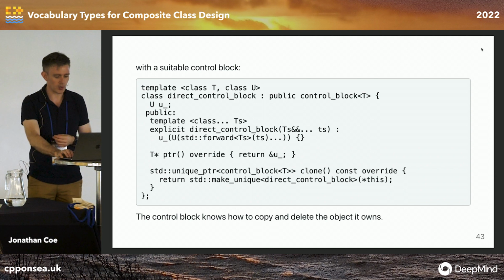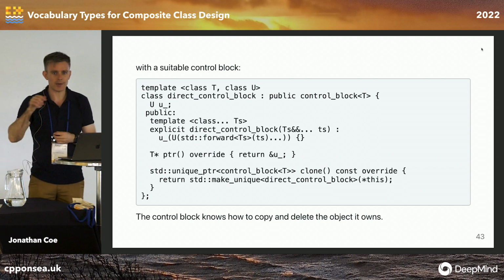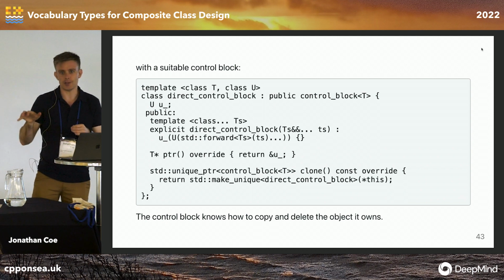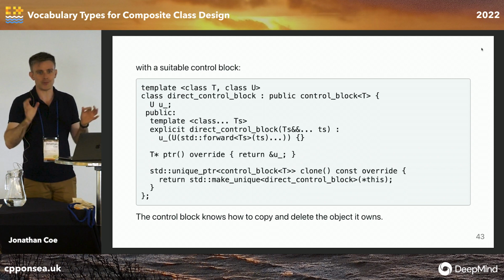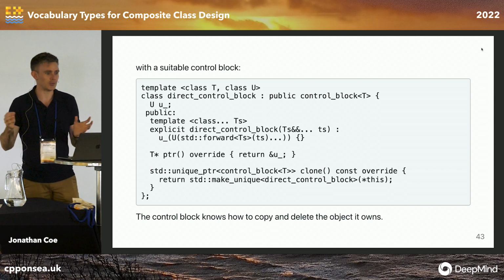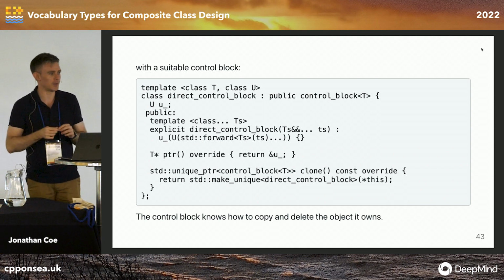So the control block knows how to copy and delete the object it owns, so we don't need to do any work. This class U does need to be copyable, otherwise this isn't going to work. Polymorphic value is not going to make magic things happen. If you have some derived type which is non-copyable, then we can't help you.